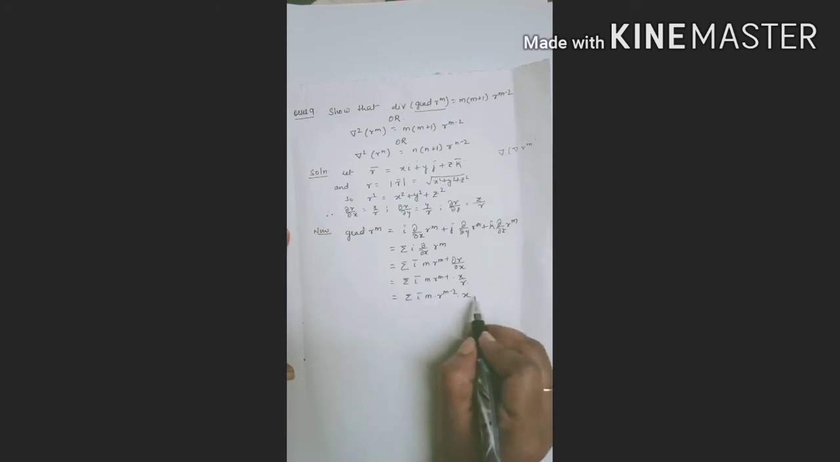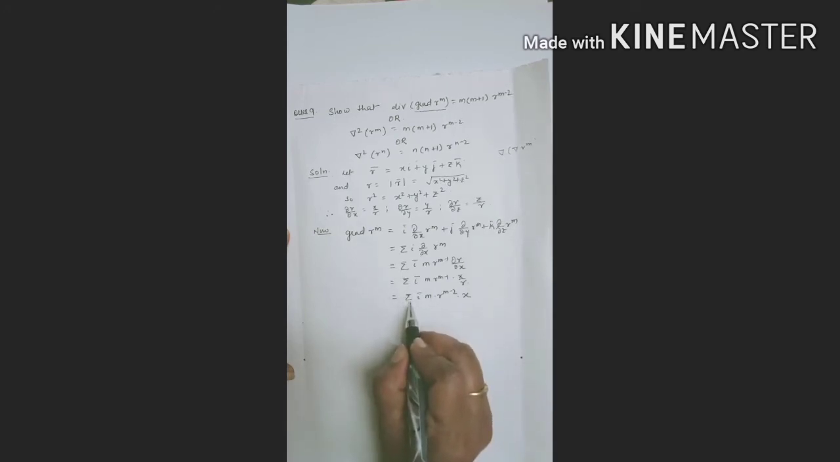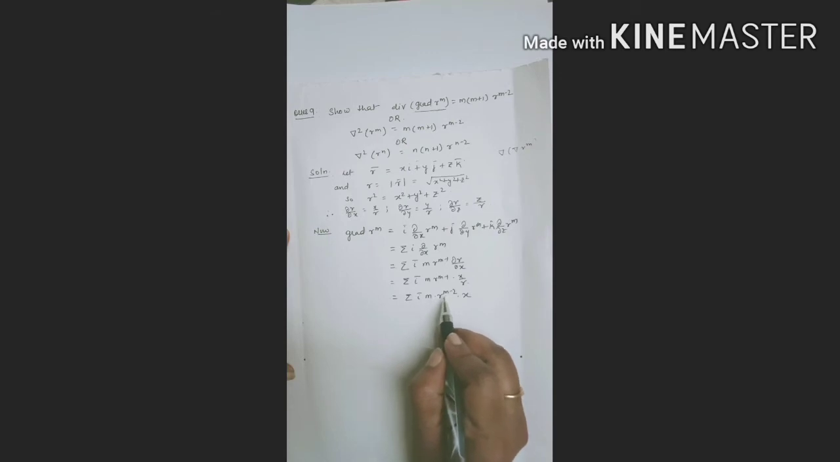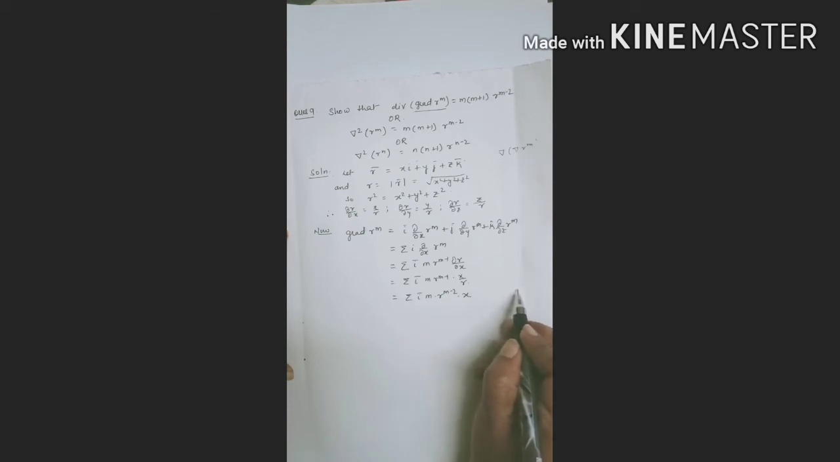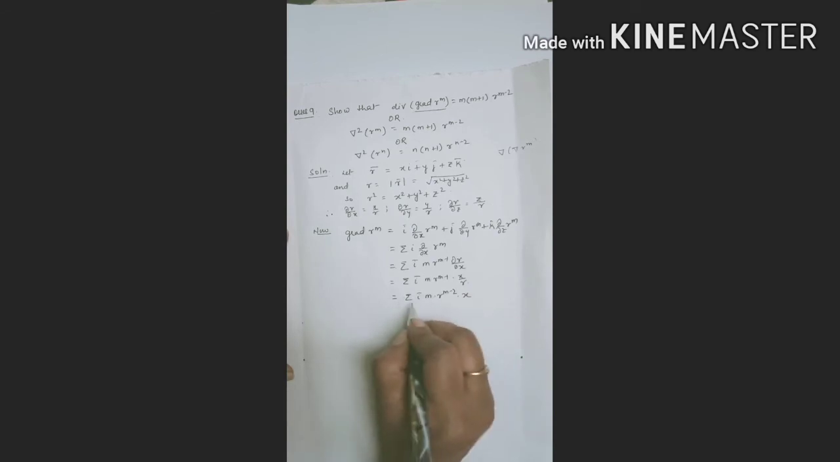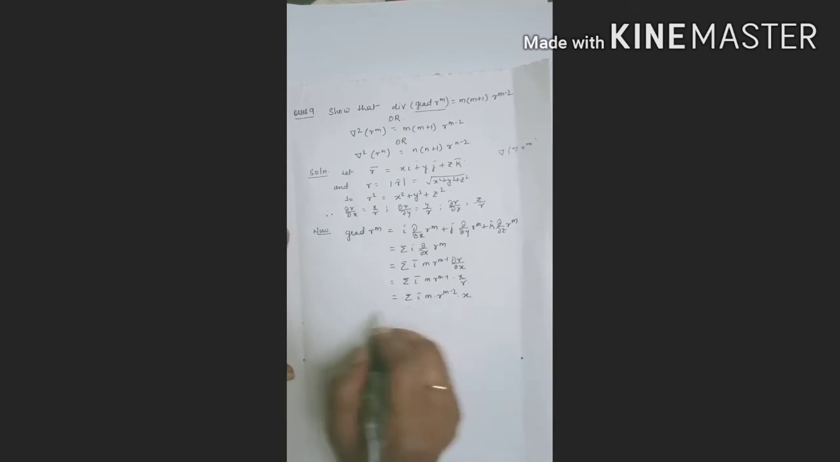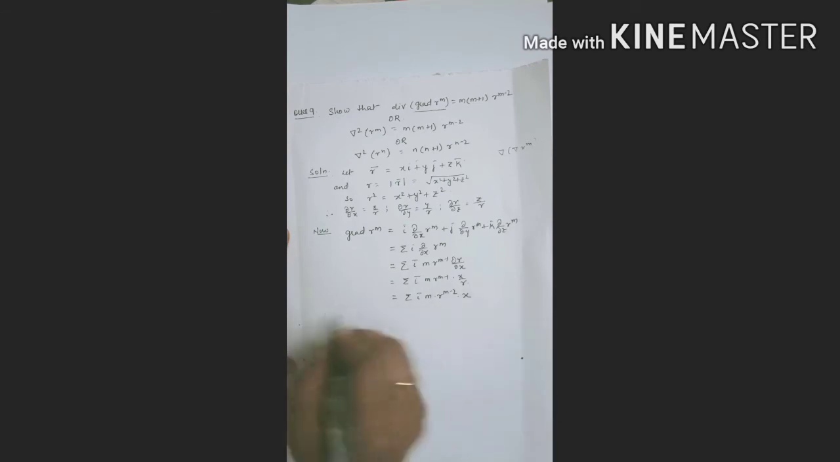Clear? So similarly, if you want to remove this summation sign, you will have i m r to the power m minus 2 x plus j m r to the power m minus 2 y plus k m r to the power m minus 2 z, right? So instead of doing that, we are doing it only for x, and we will duplicate it.